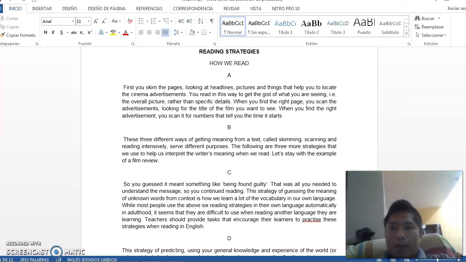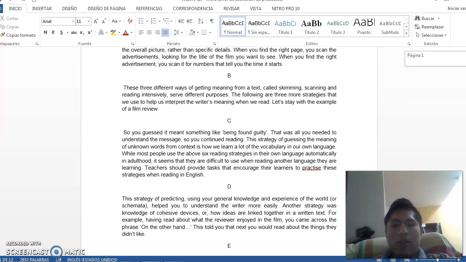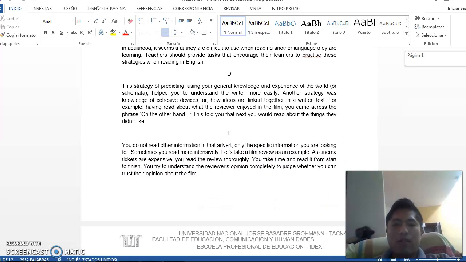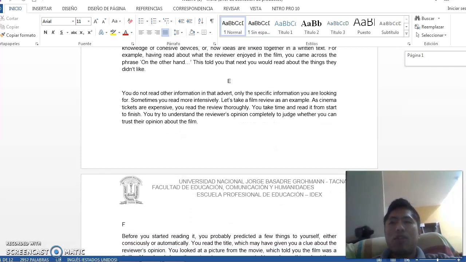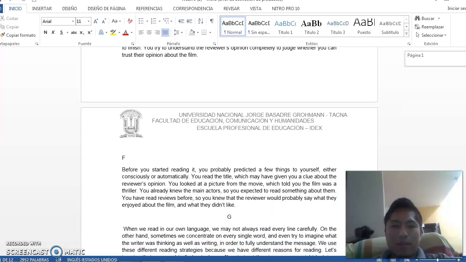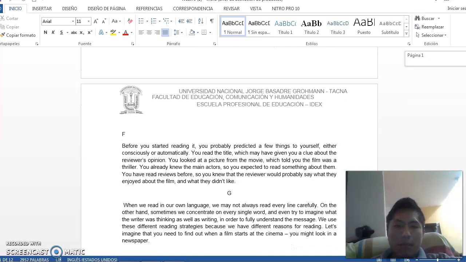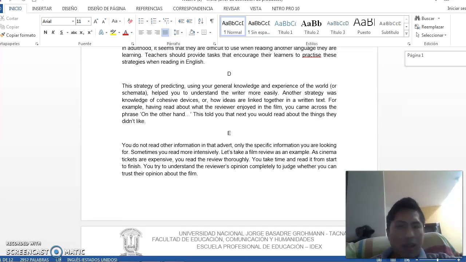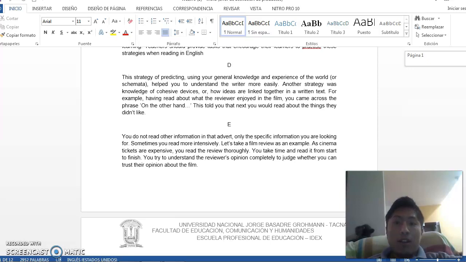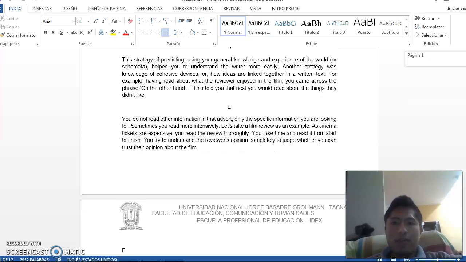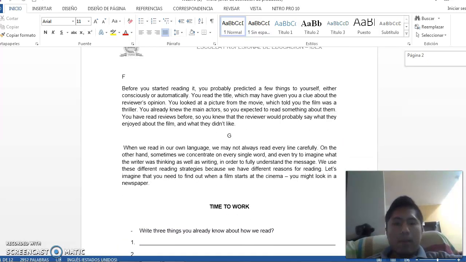This exercise is just for you to know how much you know about these reading strategies, and sometimes you apply these reading strategies but you didn't know the name of them. That is the idea about it. You read and read. Now, for example, the strategy of predicting: using your general knowledge and experience of the words helps you to understand the reader more easily. That is true. That is the idea about it.